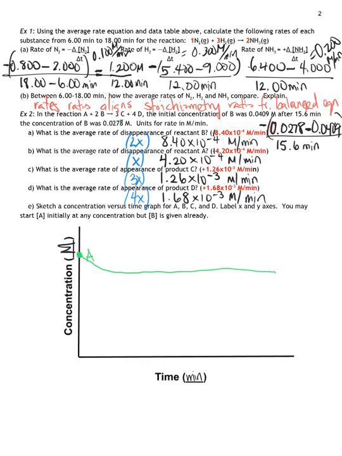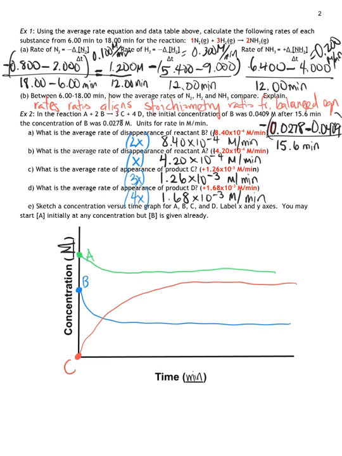Now we go for B. B is going to be twice as fast as A. So this is your B. Now we go to C. C is going to start off at 0 at time 0 because there are no products at time 0. But then as time goes by, it's going to increase quite significantly, even more so than B. So it's going to be 3 times that of A.